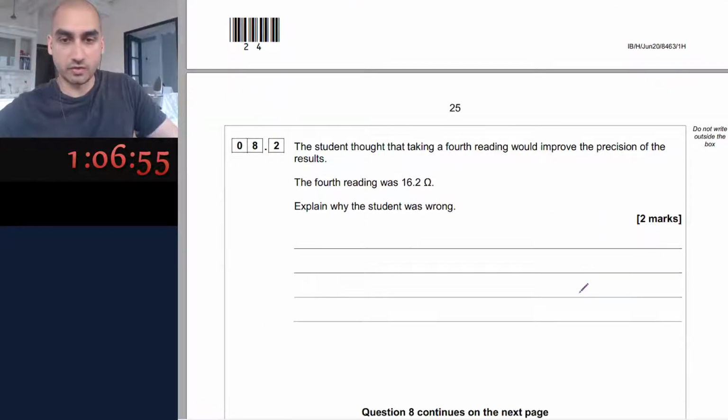The student thought that taking a fourth reading would improve the precision of the results. The fourth reading was 16.2 ohms. Explain why the student was wrong.